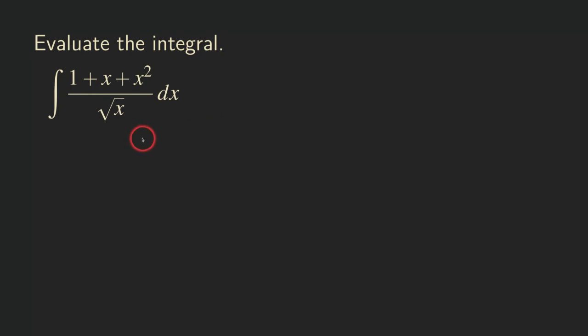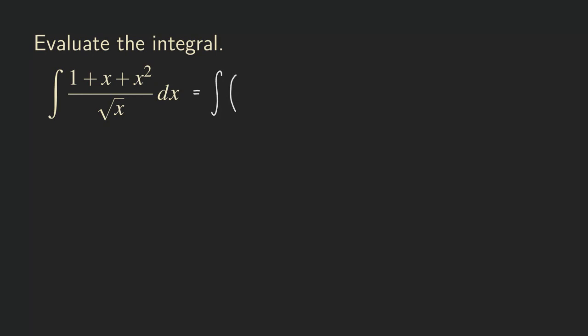Okay, so how do we do that? We see that there are three terms in the numerator and only one term in the denominator. We can write this fraction as the sum of three fractions so that we can see if we can integrate each of those fractions directly. Okay, so how do we do that? We can just write this as the integral.